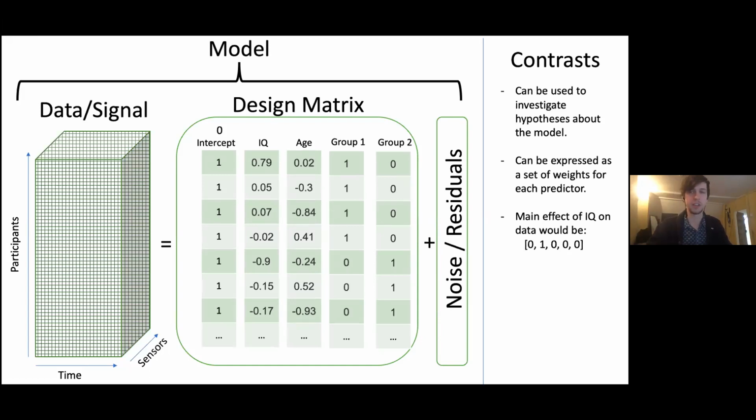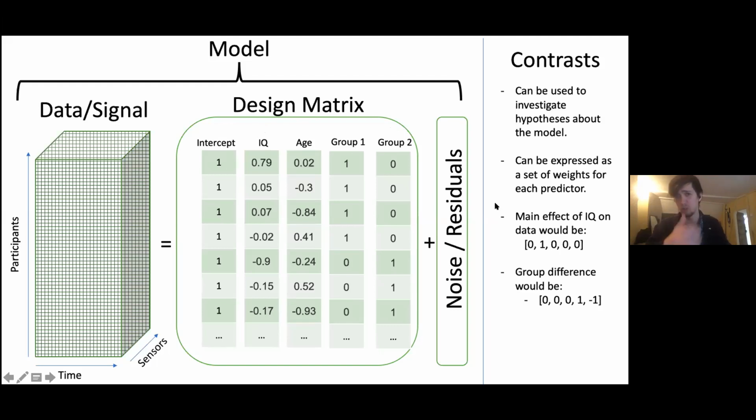So this is essentially saying that you are not looking at the intercept. You want to look at the IQ scores, but none of the other ones. And those zeros essentially mean that you're only looking at this, and these are accounted for.